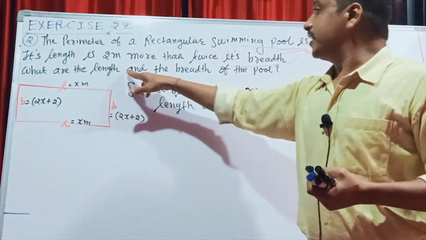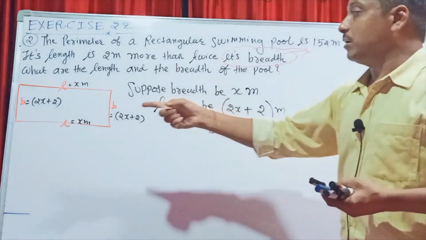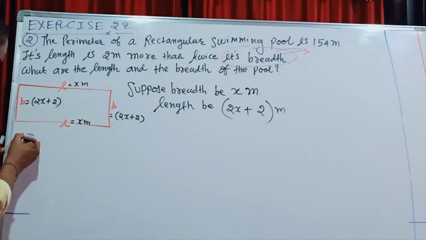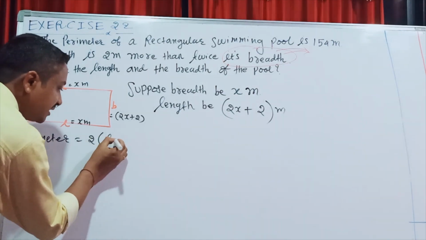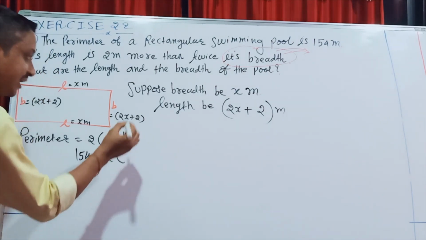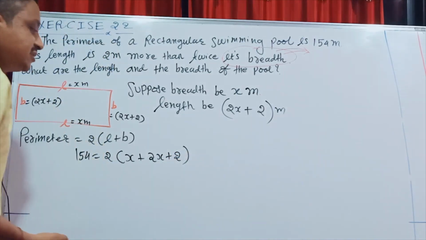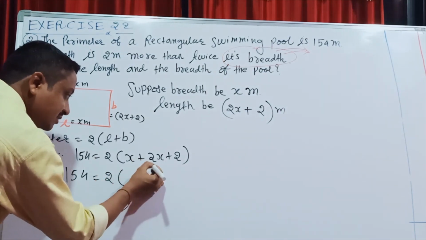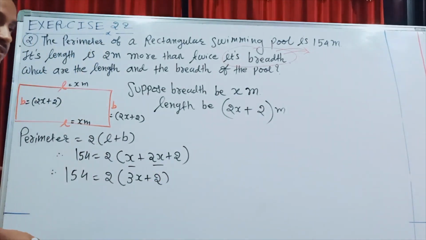Because read the question. What is the target? Perimeter of the swimming pool is given, it is 154. Perimeter means what? Summation of all 4 boundaries. So perimeter of the rectangle is 2 times length plus breadth. Perimeter is given as 154, and 2 times what is the length? Breadth is x and length is 2x plus 2. Easily moving further with the equation. So 154 equals 2 times, and here x and 2x same is how much? 3x plus 2. Yes students.